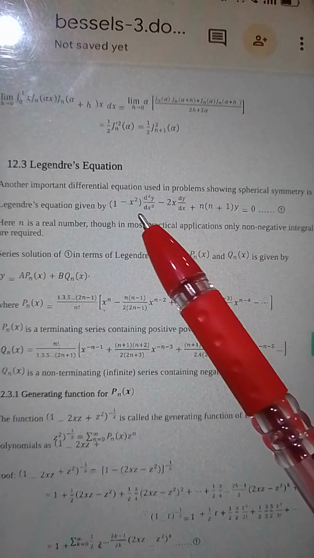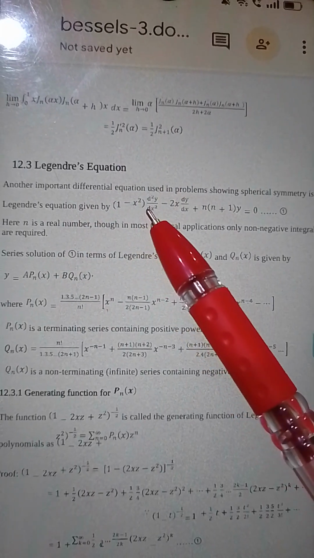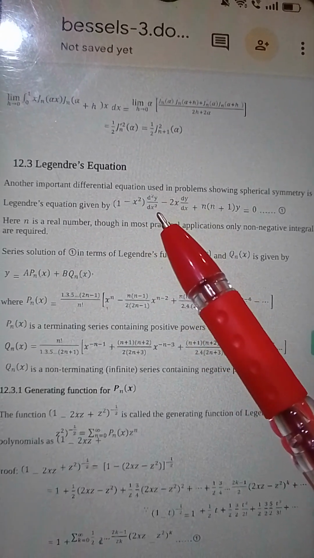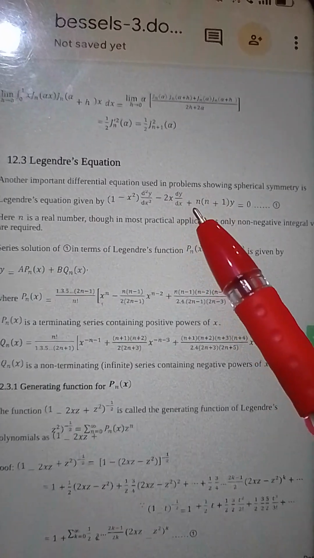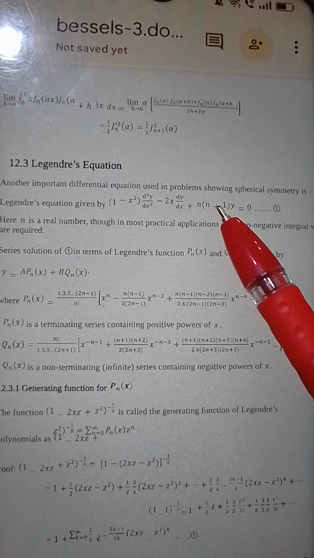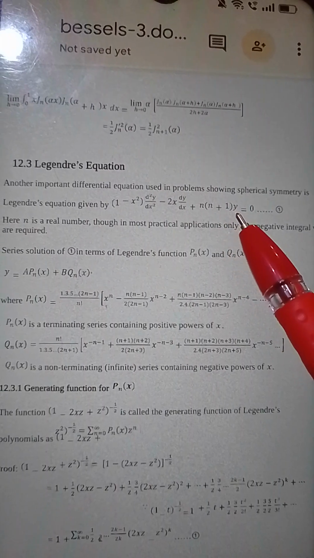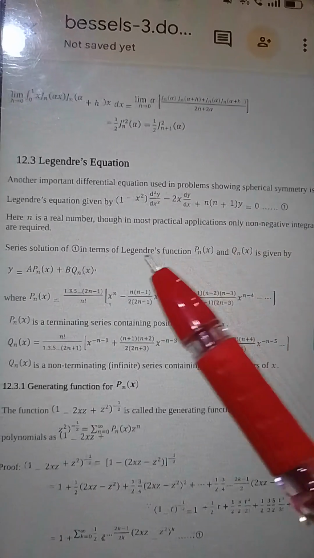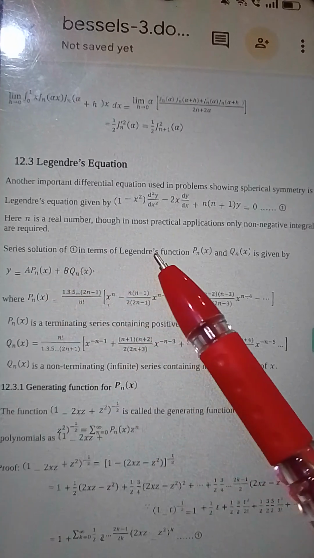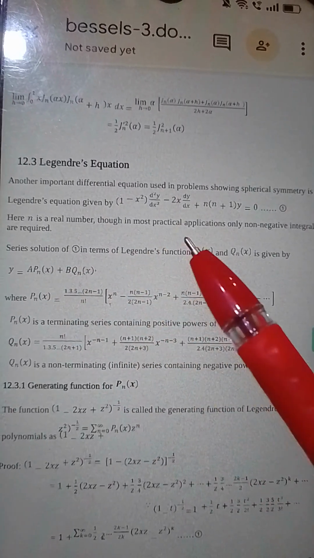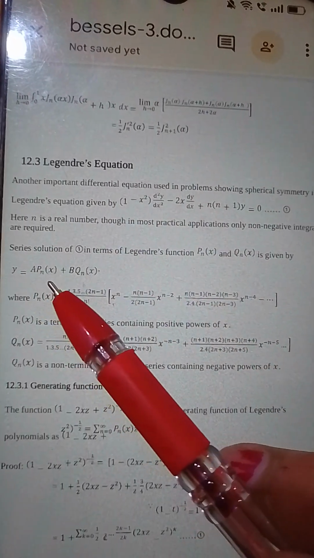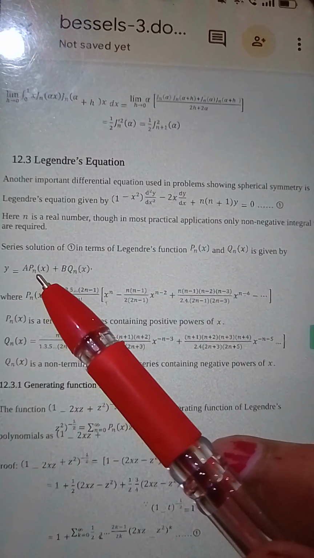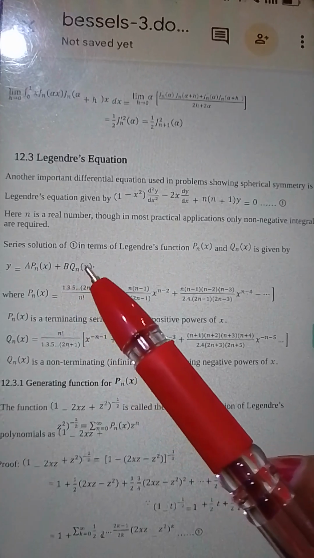Legendre's equation is given in the form (1 minus x square) d square y upon dx square minus 2x dy by dx plus n(n plus 1) y equals 0. And the solution of Legendre's equation, or we can say the Legendre function, in terms of Pn(x) and Qn(x) is given by y equals a Pn(x) plus b Qn(x).